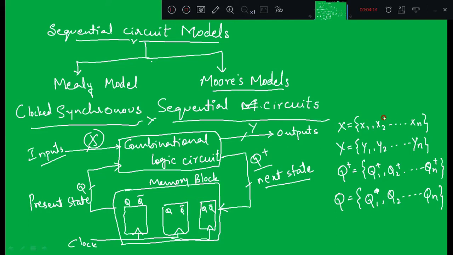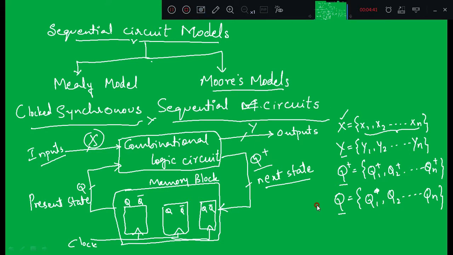Here I have written the number of inputs, where X can take different values like x1, x2, till xn, right? Similarly Y can take different values y1 to yn. Q plus is the next state values q1 to qn plus, and Q is the present state values, q1 to qn, okay?